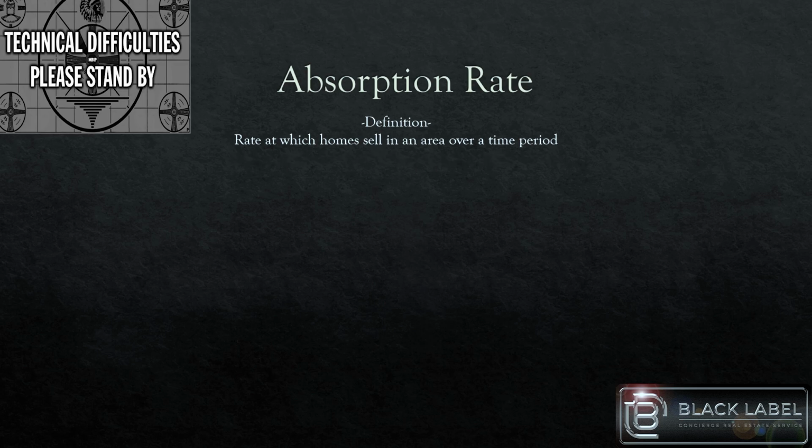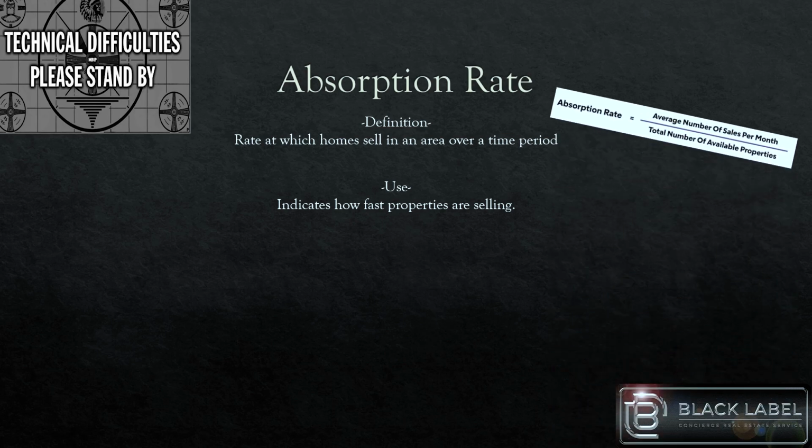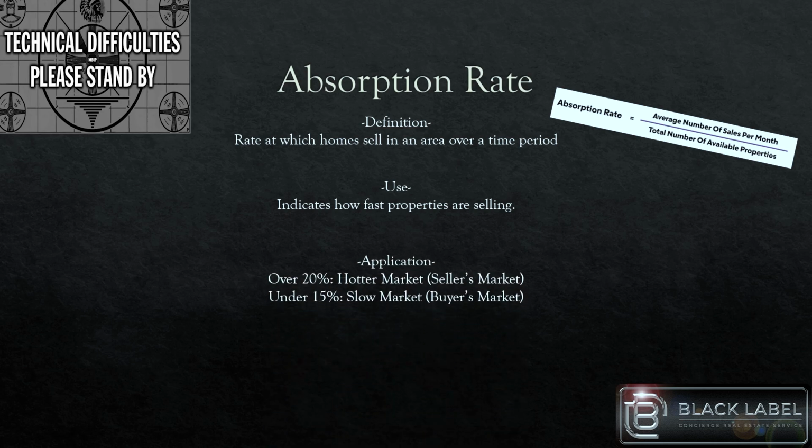Absorption rate is a really good one, and it's the rate at which homes sell. It basically indicates how fast homes are selling. And here's the equation for it. The absorption rate is the average number of sales per month divided by the total number of properties available. And this one is very indicative of if it's a hot market or a slow market.